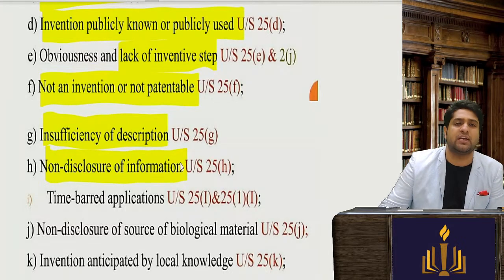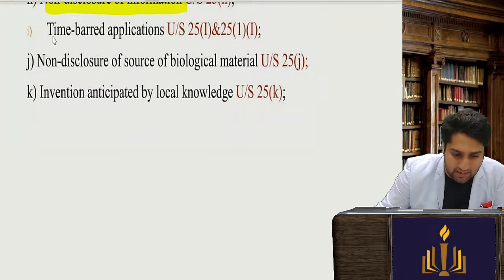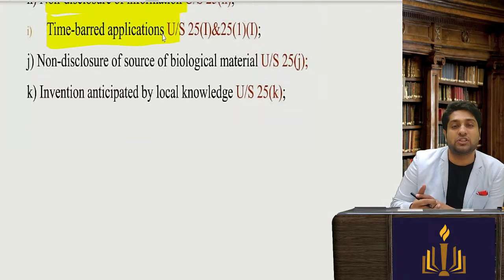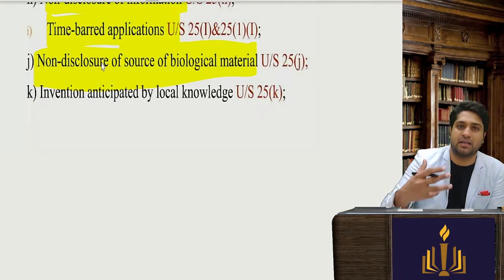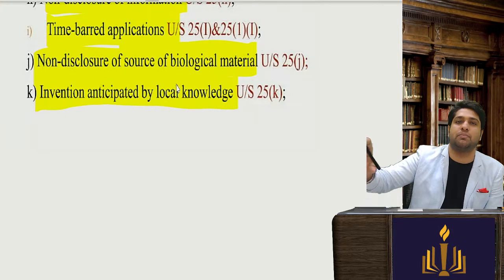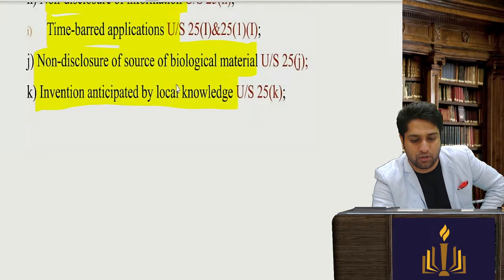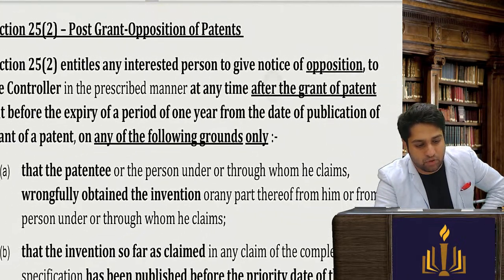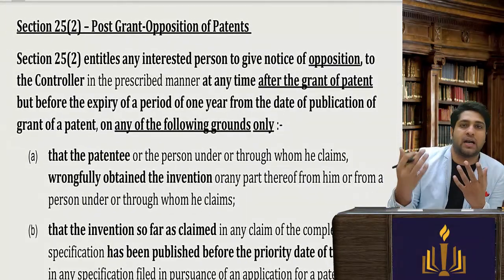Non-disclosure of information, so certain information was asked for, etc., and has not been disclosed. Time barred application, so in case of convention countries, the application was not filed within 12 months. The geographical origin of the biological material has not been stated. The invention is anticipated by any local or indigenous community, whether in India or outside India, which could be a ground for opposing the patent. Very, very simple. These were all the grounds for opposing patents before the grant of patent.